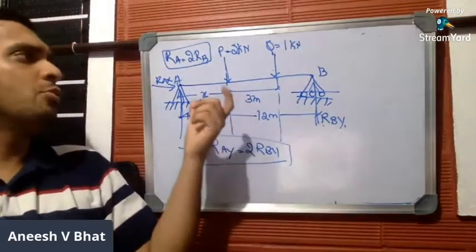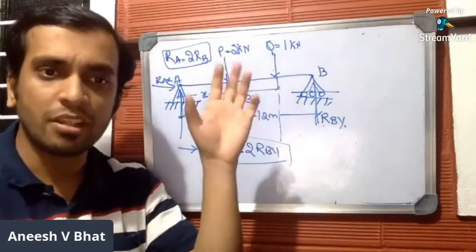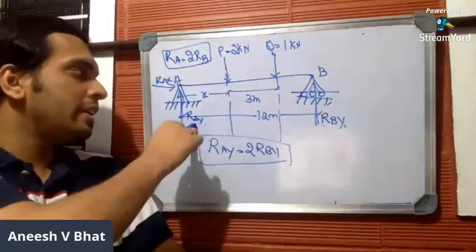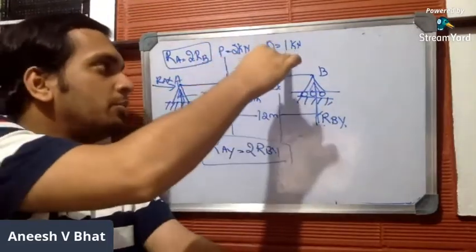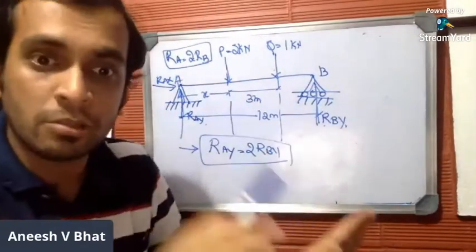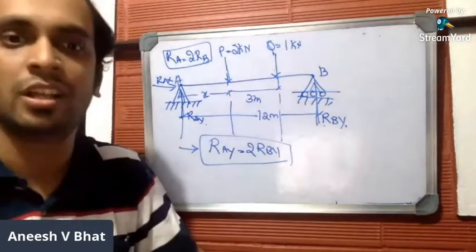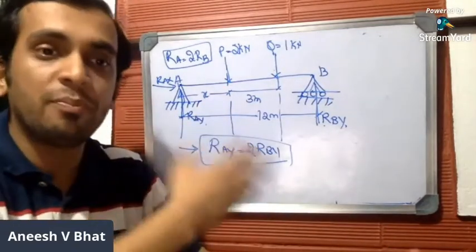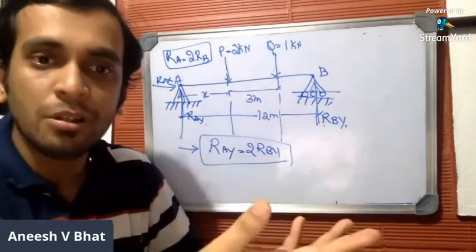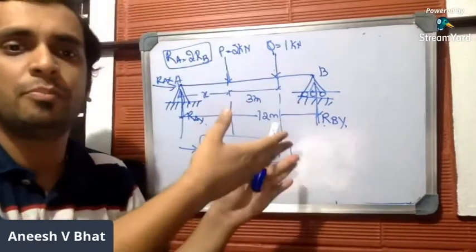See here, no need to draw the point load diagram once again because you have nothing to convert. RAY, RAX, even this is a point load, and even this is a point load. So all the loads are in the form of point load already in the question. You don't have UDL, you don't have UVL, you don't have an inclined force. So no need to convert anything back to point load.